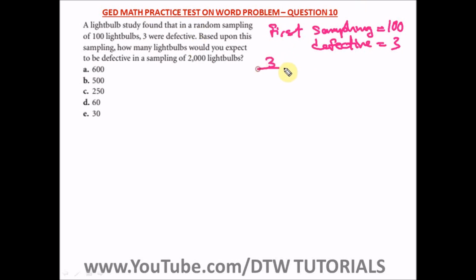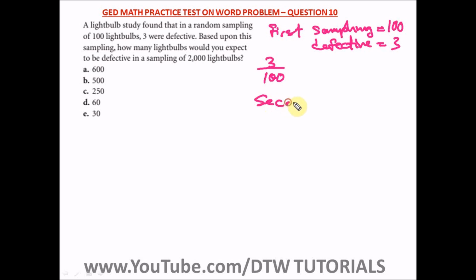It says a light bulb study found that in a random sampling of 100 light bulbs, 3 were defective. Based upon this sampling, how many light bulbs would you expect to be defective in a sampling of 2000 light bulbs? Okay, this is a word problem under proportion. Okay, so in the first sampling we have 100 light bulbs and 3 were defective. So first sampling is equal to 100 and defective is what? 3. So from here, in this sampling, the proportion will be what? 3 over 100.